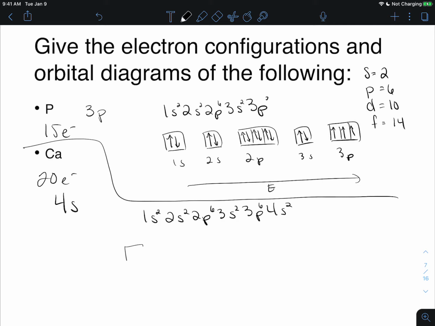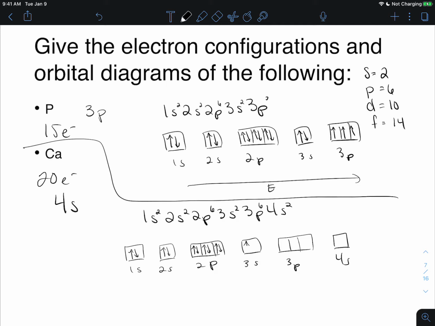Drawing our diagram, we have 1s, 2s, 2p, 3s, 3p, and 4s. And then we just fill our electrons in. We know all of our other orbitals and subshells are full, including our 4s subshell. So it would look like this.